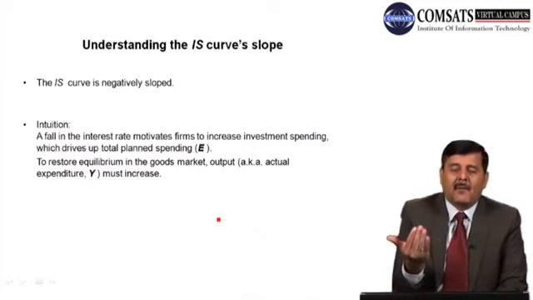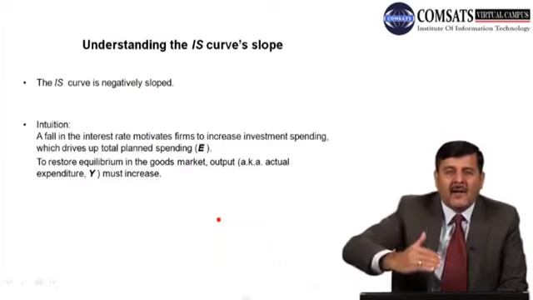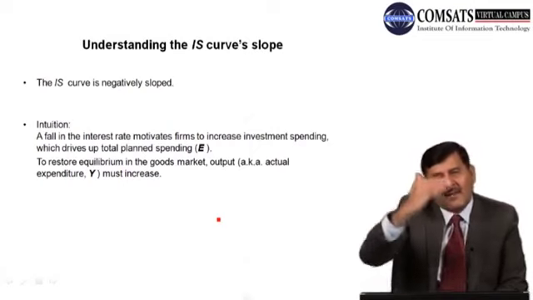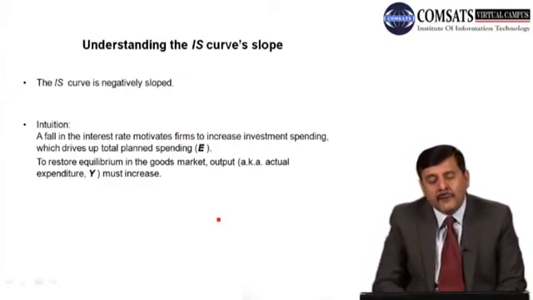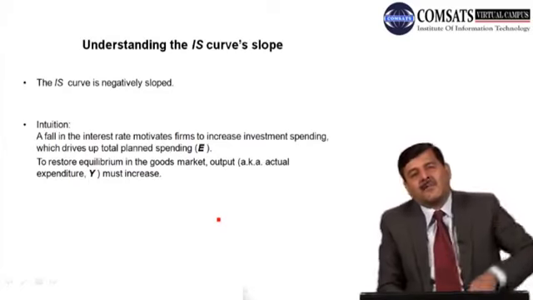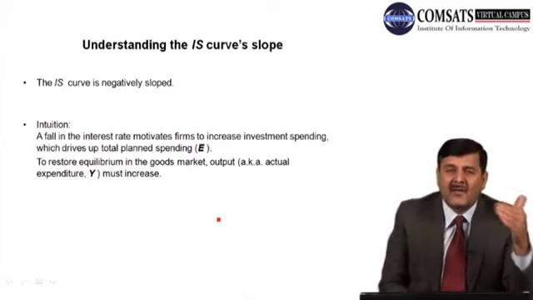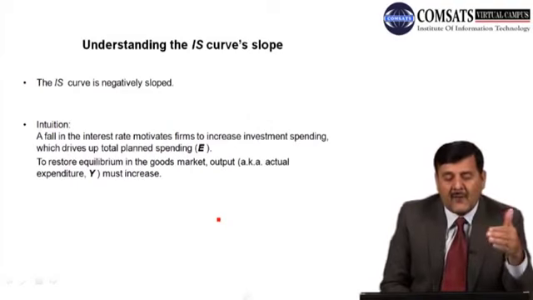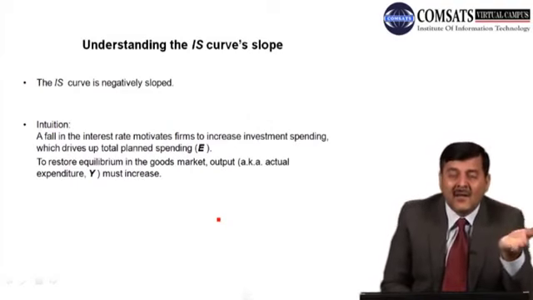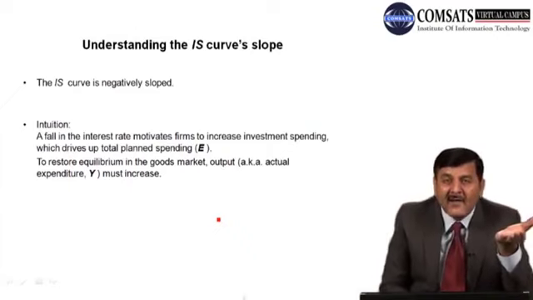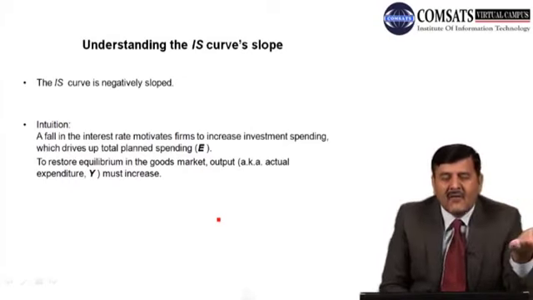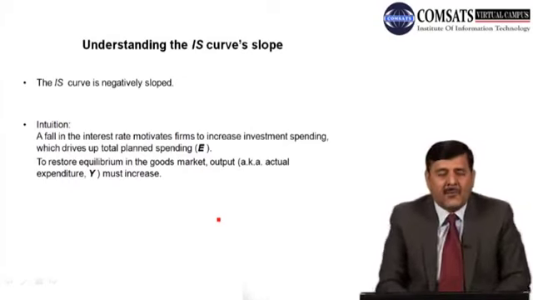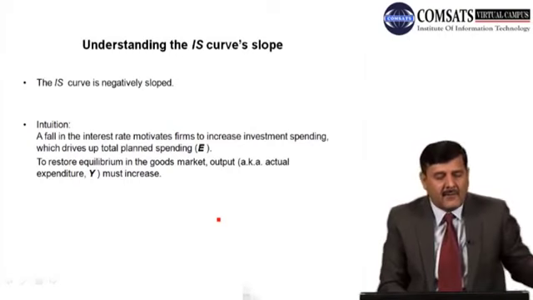So this is the logic. Due to the fall in the interest rate, planned investment increases, and with it the planned expenditure increases. Then, in order to restore equilibrium in the goods market, अगर हम चाहते हैं कि goods market में equilibrium है तो जब expenditure में इजाफा हो तो correspondingly output में भी इजाफा होना चाहिए, the level of output must increase, right? So that's why this reason explains the negative slope of the IS curve.